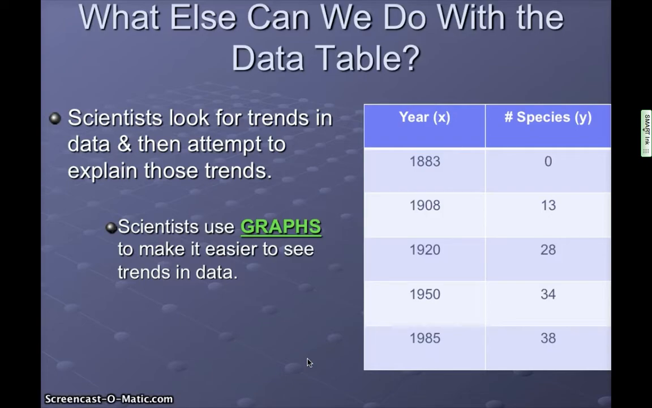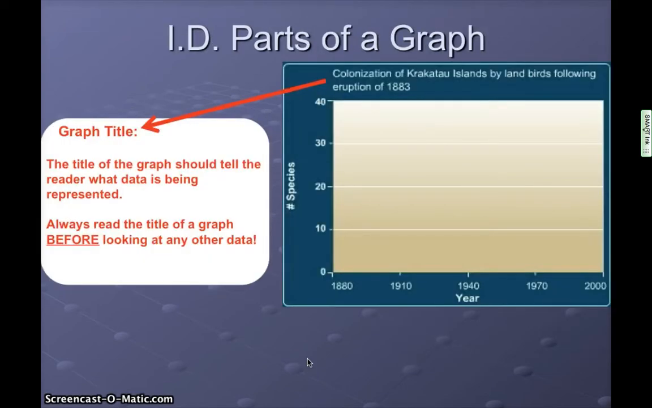So what else do we do with a data table? Well, scientists look for trends, and trends are just patterns in the data that can explain things. They make it easier to understand data by creating that graph. Now, let's just make sure we all understand the different parts of a graph. Of course, there's a title. We always want to read this before we create a graph, or we always want to make sure that we've identified a title if it's not already given to us.